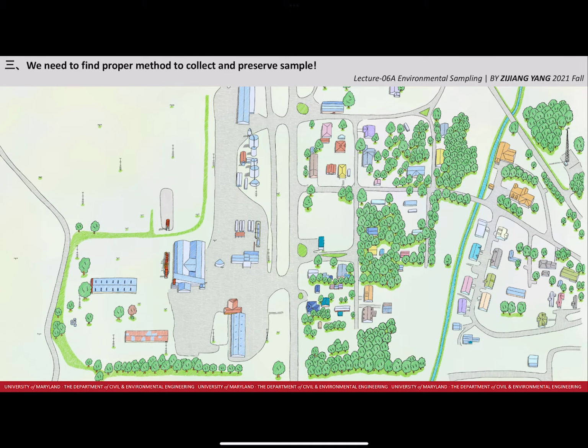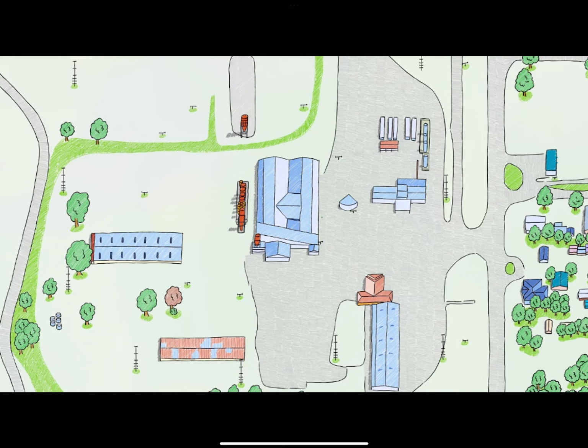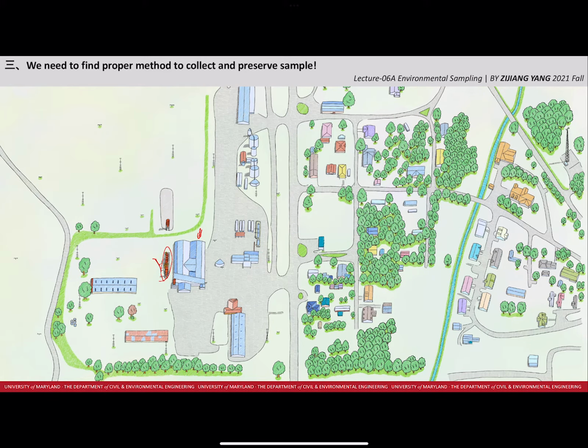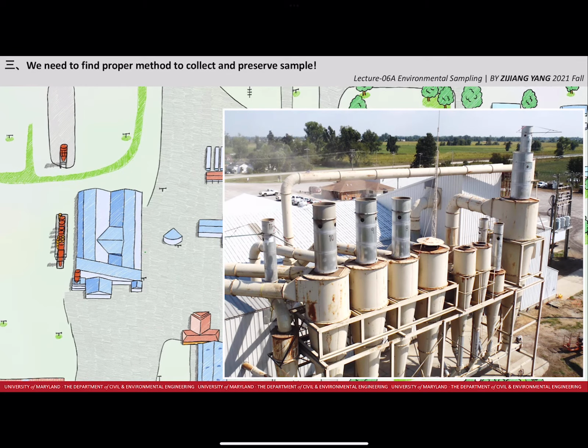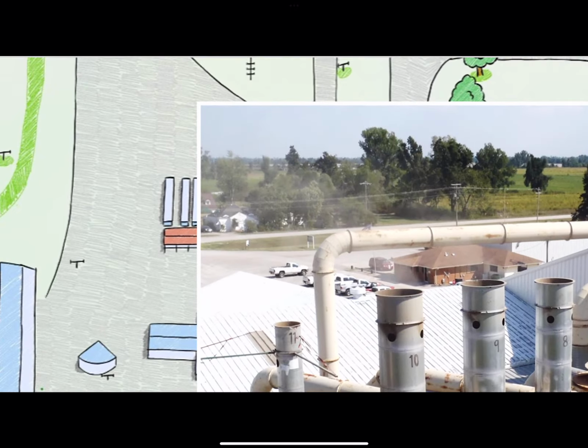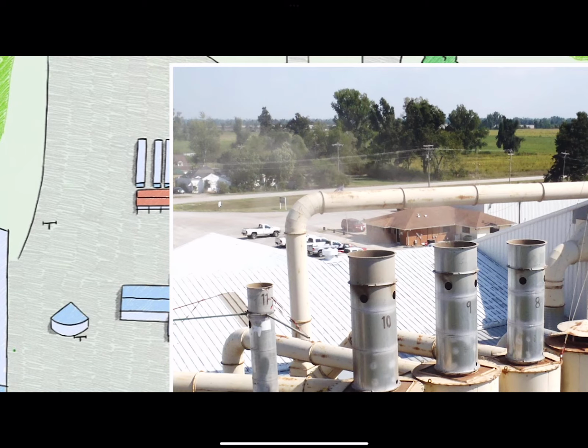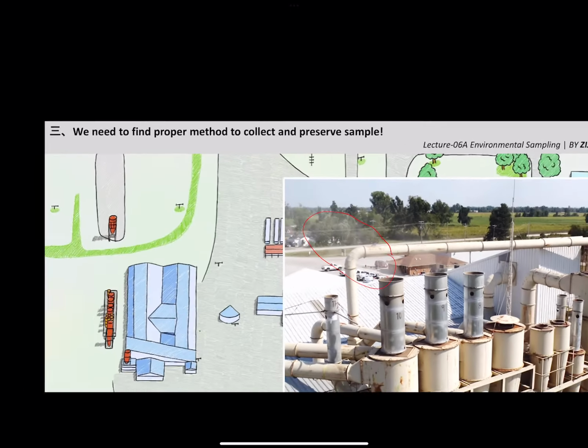I made a graph to be more specific. This is a cotton gin, and we have the stacks here. These stacks will release particulate matter into the environment. Here is a picture of the stacks. I'm not sure if it is clear here, but we can see some smoke released to the atmosphere from these stacks.